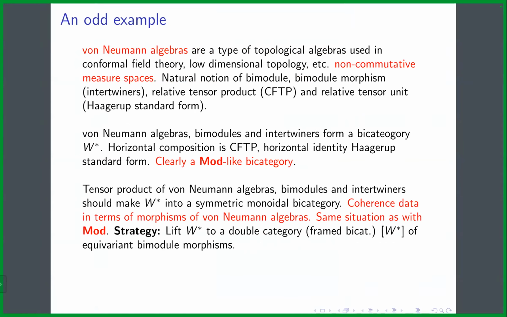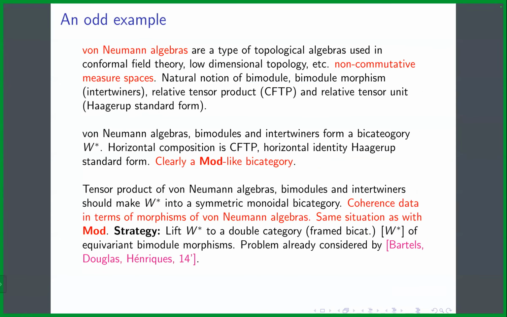And so if we want to make W star into a symmetric monoidal bicategory, then we should lift W star into a double category, actually into a frame bicategory, bracketed W star of equivariant bimodule morphisms. Also, I didn't write it here, but there's a natural notion of morphism of von Neumann algebras, which is called normal morphism.